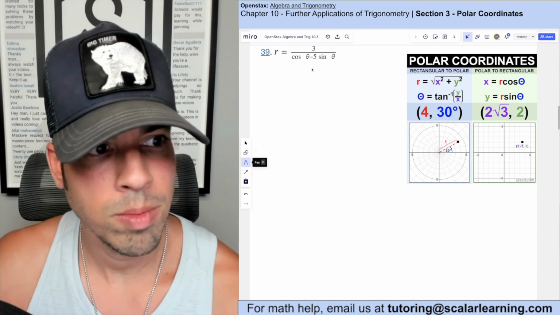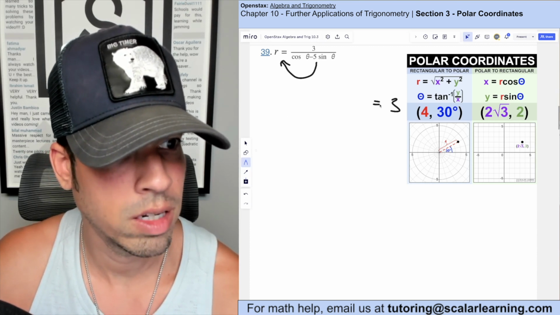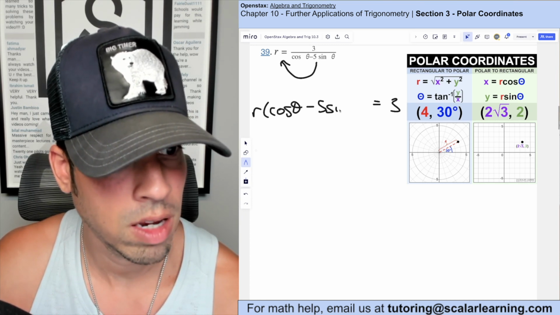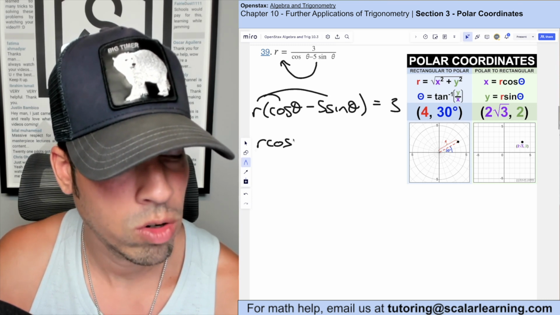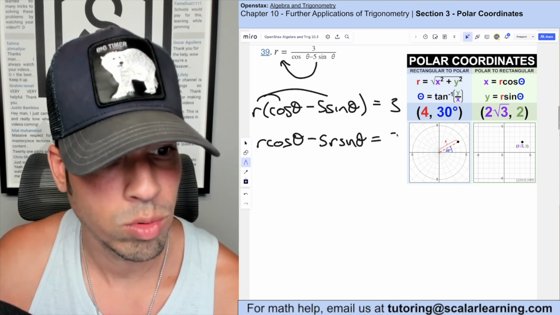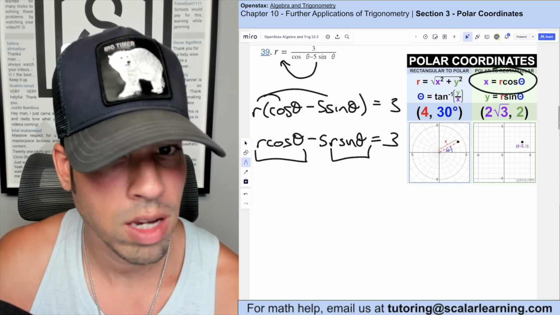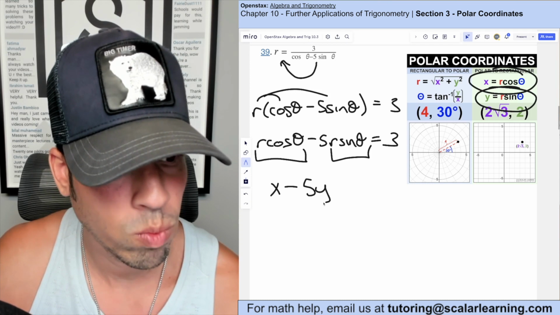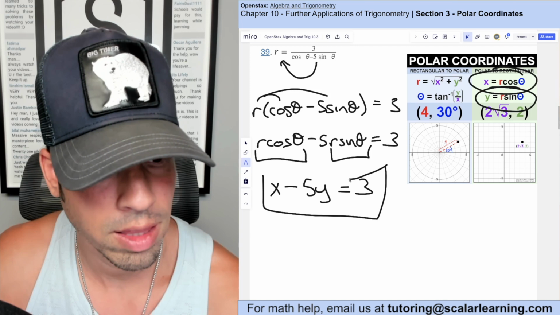Done. So for this one, I'm going to start by multiplying the denominator to the left side. So I've got 3 is equal to r times cosine theta minus 5 sine theta. Then I'm going to distribute, and then I've got r cosine theta minus 5r sine theta is equal to 3. Now this is great because r cosine theta is x, and r sine theta is y. So I can replace those and say x minus 5y is equal to 3. And this is good to go. We have a nice equation of a line. That's how you do it.